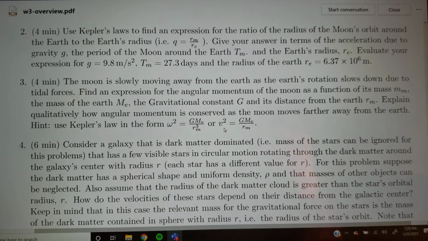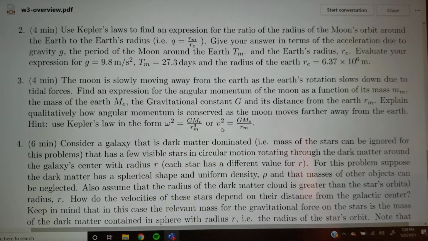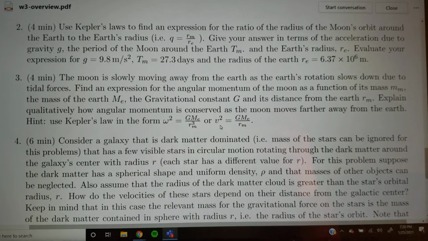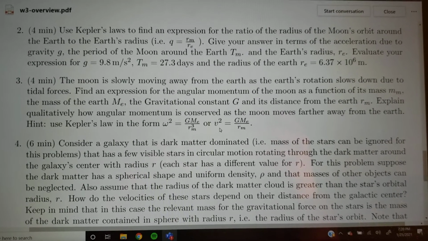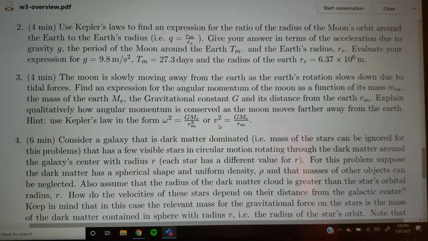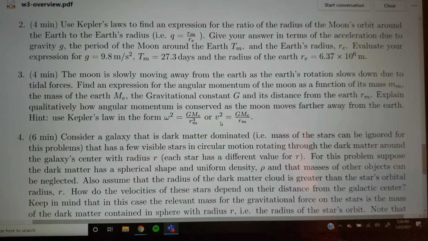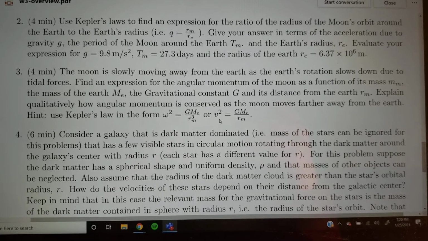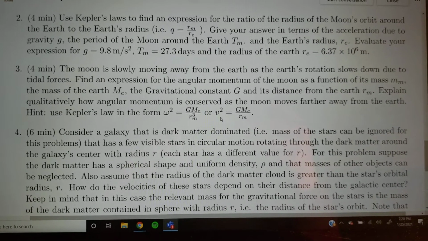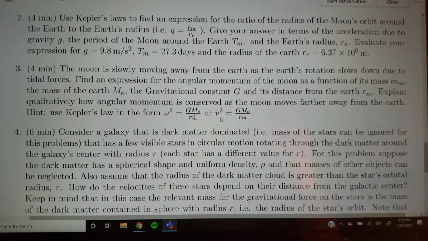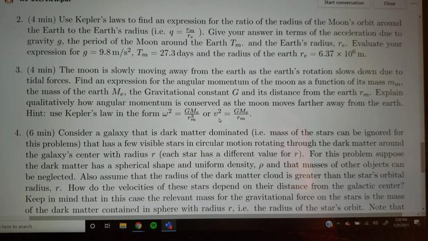Problem number 3 states, the moon is slowly moving away from Earth as the Earth's rotation slows down due to tidal forces. They want us to find an expression for the angular momentum of the moon as a function of its mass, little m, the mass of the Earth, big M_E, the gravitational constant G, and its distance from the Earth, R_m. They want us to explain qualitatively how angular momentum is conserved as the moon moves farther away from the Earth.